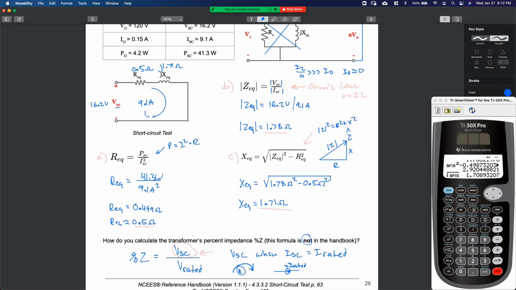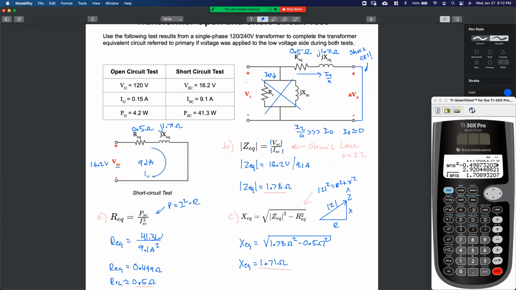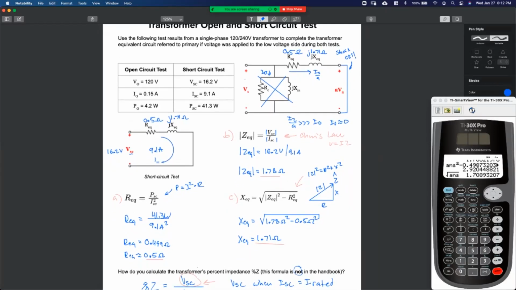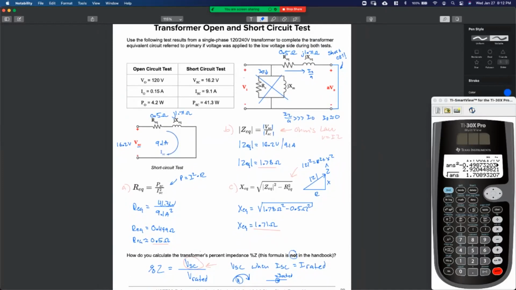Now, question. Can we calculate the percent impedance of this transformer? Yes or no? From what we know on this page. Can we calculate the percent impedance? Yes or no? Those of you that say yes, why do you say yes? And those of you that say no, why do you say no?